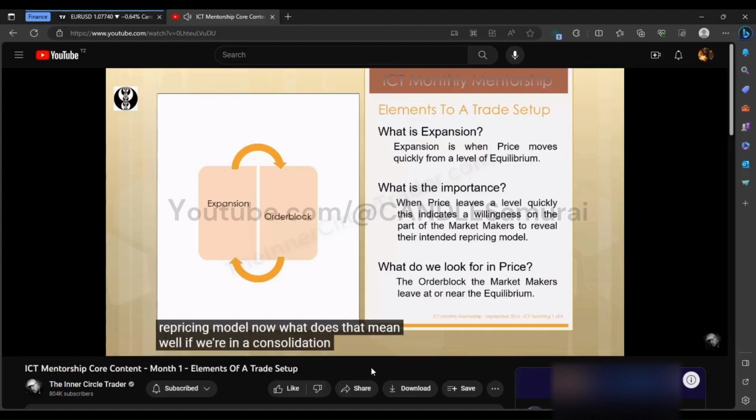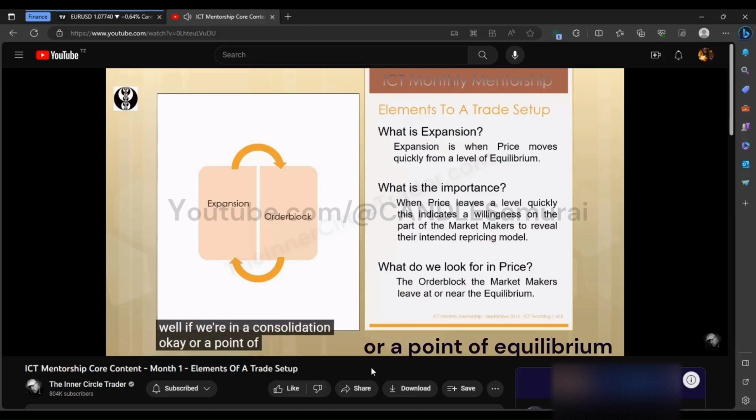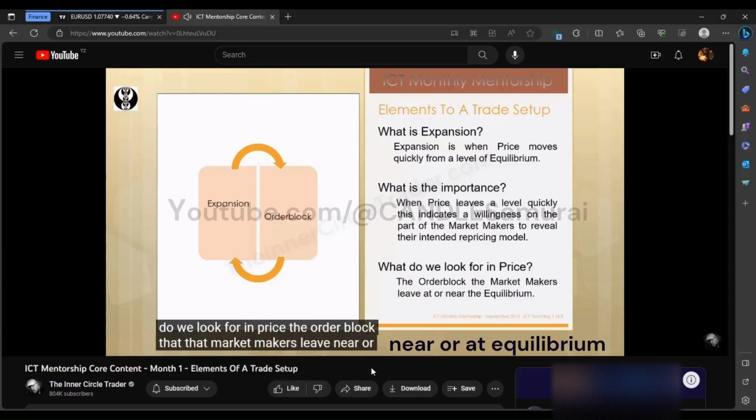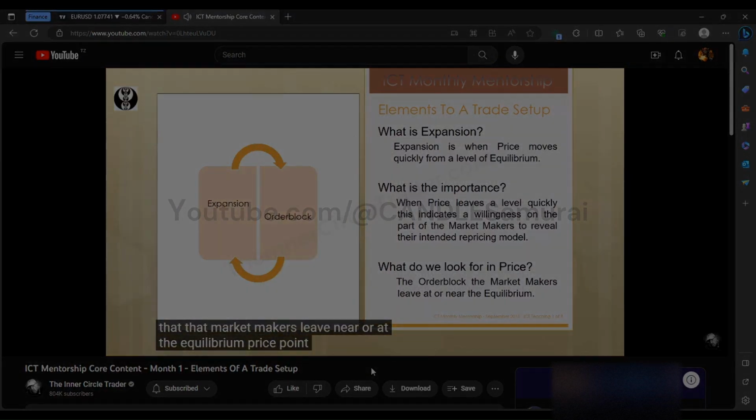Now, what does that mean? Well, if we're in a consolidation, or a point of equilibrium, if price were to move up quickly, that would give us an indication of looking for a bullish order block. We don't want to chase price. We're going to wait for price to come back down into the order block. Where's that going to occur? Well, what do we look for in price? The order block that the market makers leave near or at the equilibrium price point.